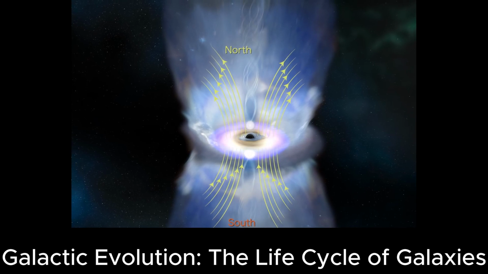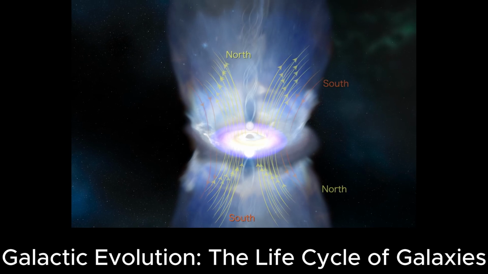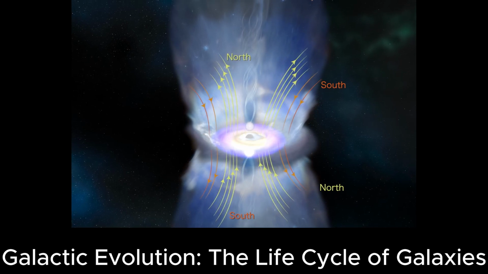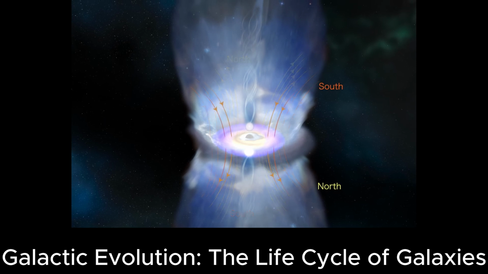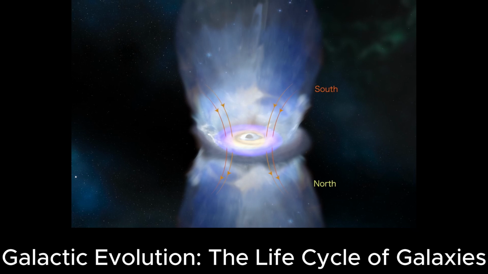Another key factor in galactic evolution is dark matter, the invisible substance that makes up most of a galaxy's mass. Dark matter acts as a scaffolding, helping galaxies maintain their structure and merge with others.